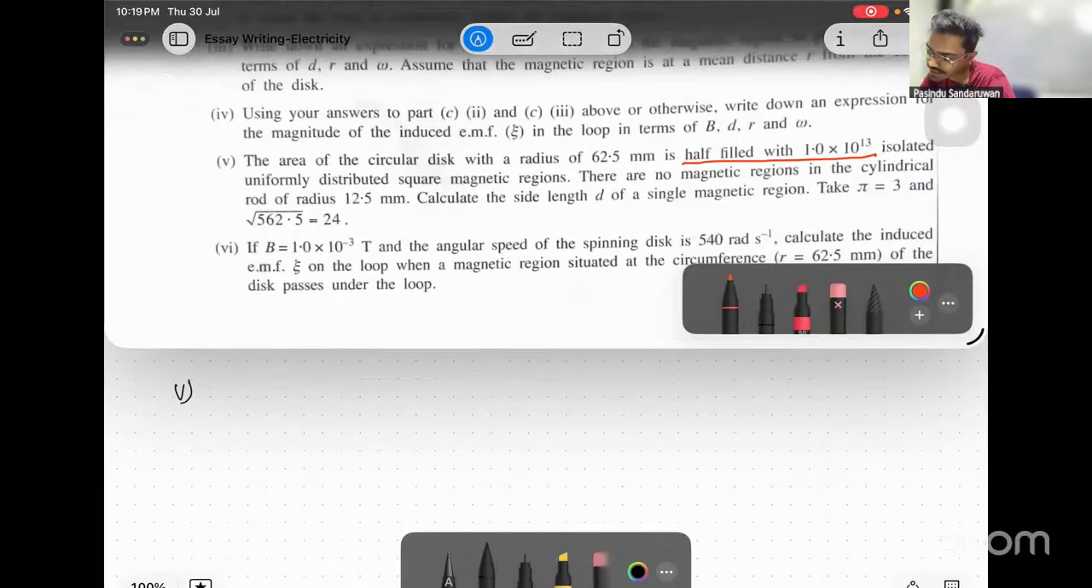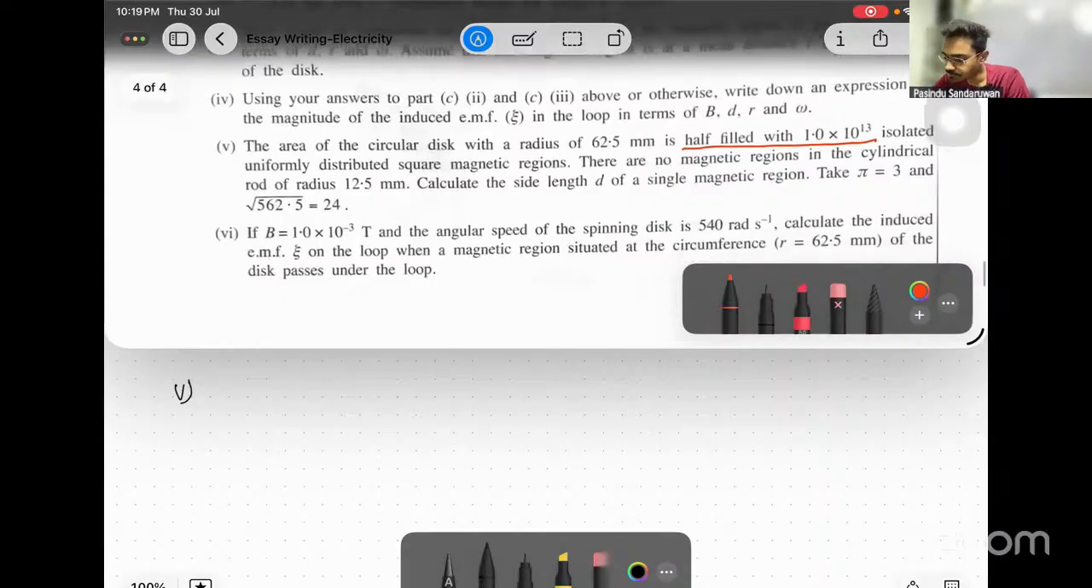Calculate the side length d of a single magnetic region. Take 5 equals 3, and root 562.5 is 24. A root is given, so in the calculation, definitely we must get this value.